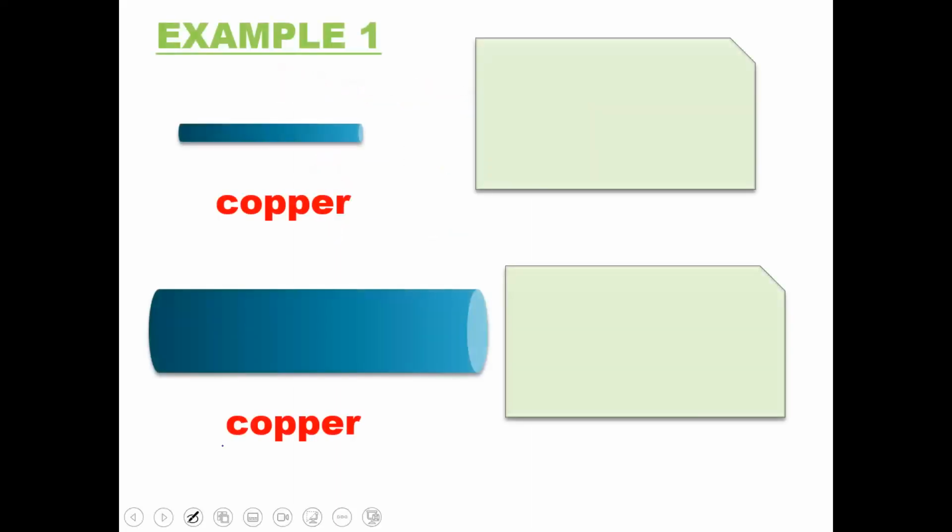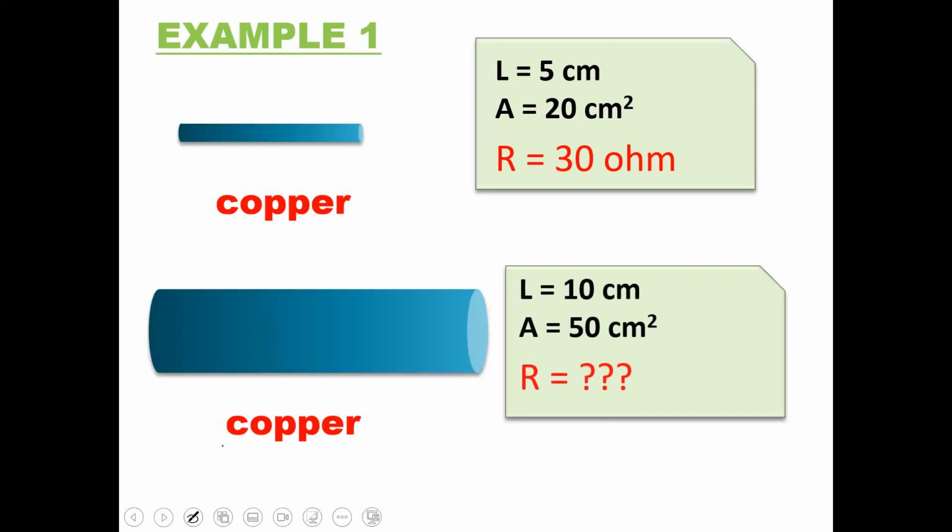Now, see the first example. It's an example card. Length is 5 centimeter, area is 20 centimeter square, resistance is 30. I have brought a thicker wire whose length is 10, area is 50, and I want to know the resistance. I have marked the titles. You have to copy down this example.